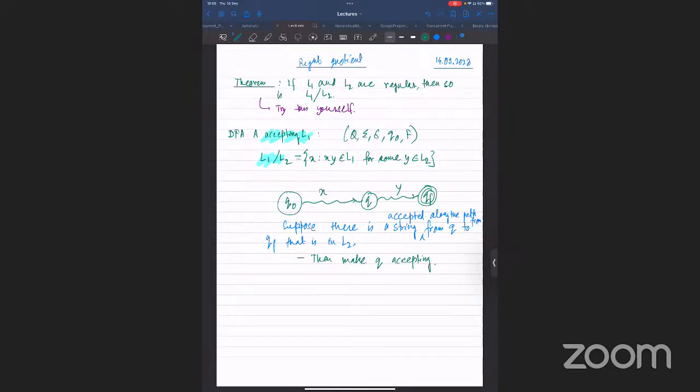And you would do this for every Q. Correct. And how would you do this check? If there exists such a string from Q to QF for some state, which is also in L2, how do you do this check? So you construct a DFA for L2, right? So to do this check, construct a DFA for L2, and then what?